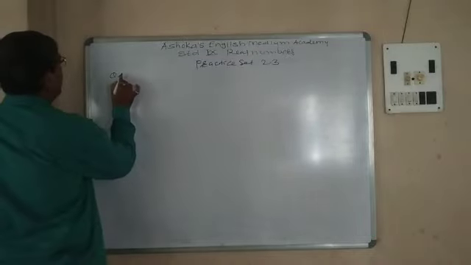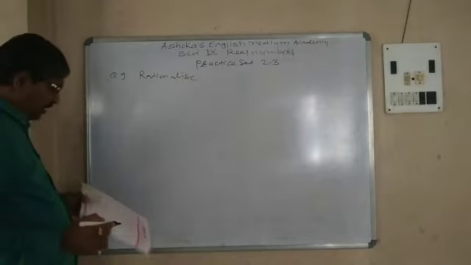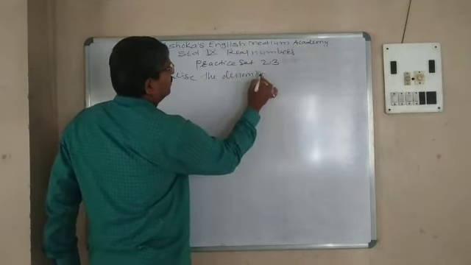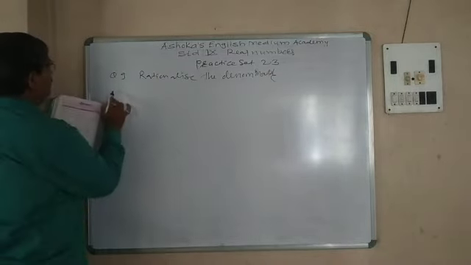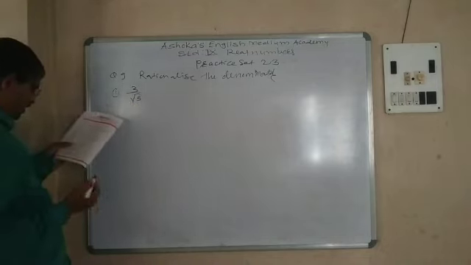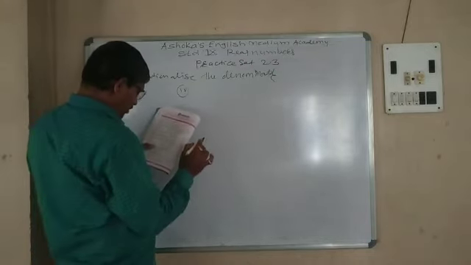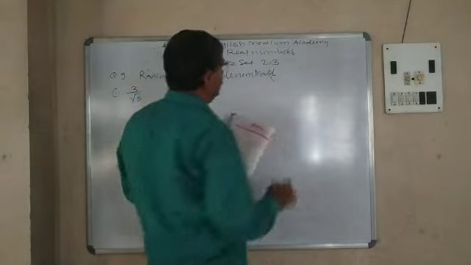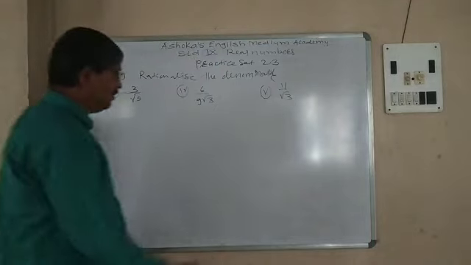Question number 9. Rationalize the denominator. First question. 3 upon under root 5. Second, in a similar way, taking fourth number, 6 upon 9 root 3. And fifth number, 11 upon under root 3. Okay?